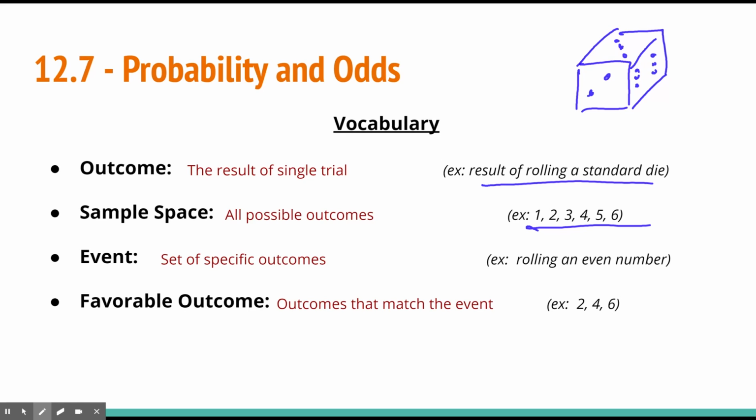Now, an event, for instance, might be rolling an even number. So I might be trying to roll an even number, but I'm looking for a specific kind of roll. Sometimes it's a little bit more specific than even numbers. Maybe the event is rolling a 3. A favorable outcome is when your outcome matches your event. So in our example of rolling an even number, what would be a favorable outcome? That'd be rolling a 2, a 4, or a 6.